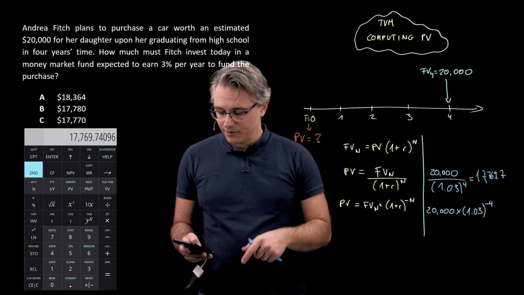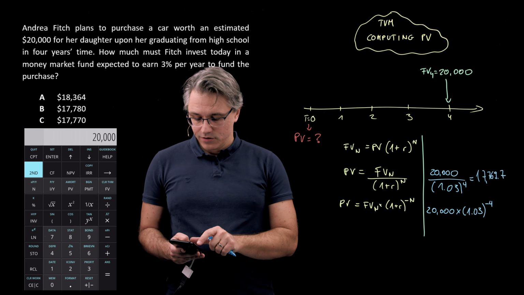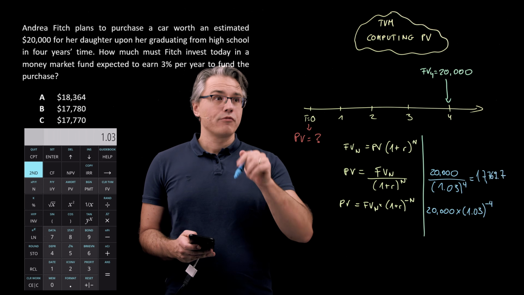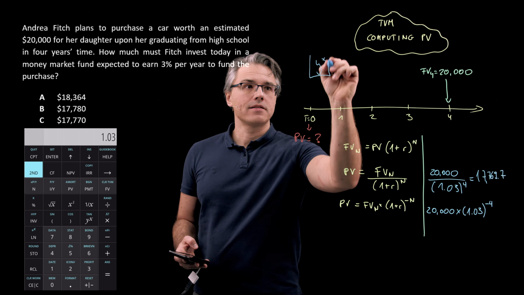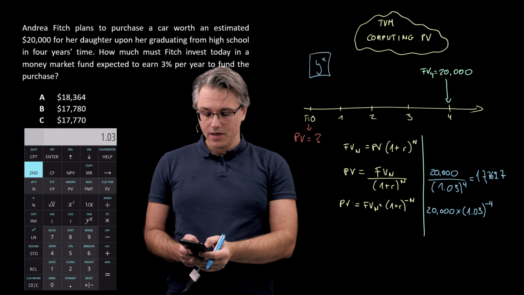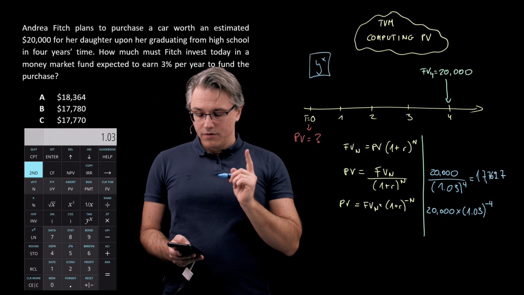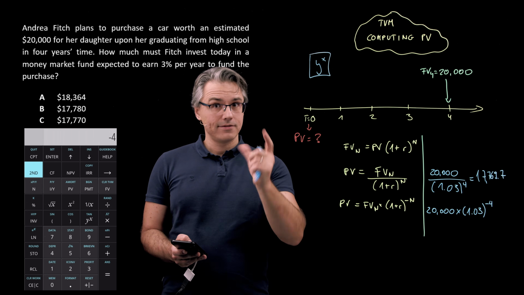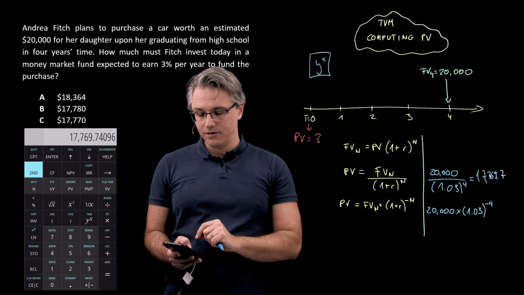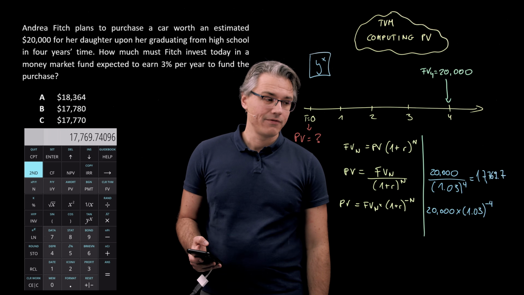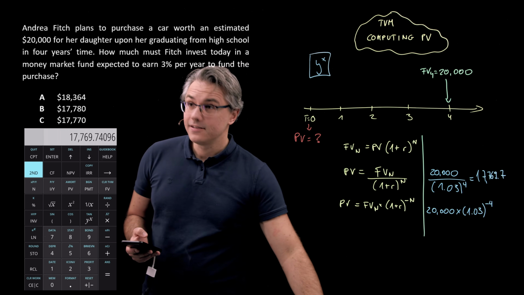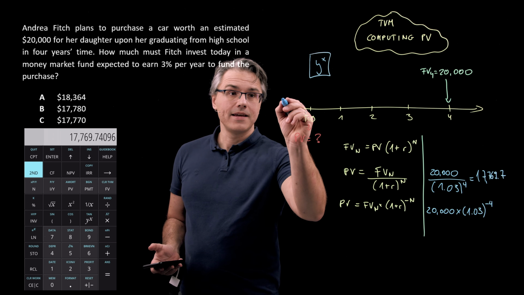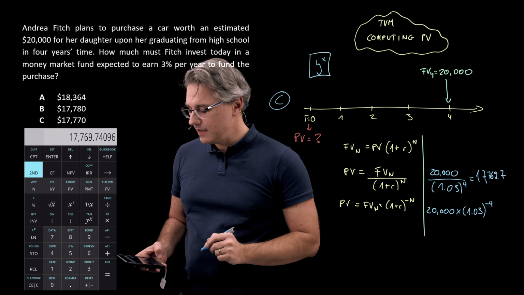Now let's try the second way. 20,000 times 1.03. Now I'm doing the same thing, pressing the y to the power of x key, which is going to be very crucial here. And now the digit 4 followed by plus minus to change the sign to negative, equals. As you can see, same result, 17,769. So when we check this against the possible answers to the question, we can see that the answer is, whichever way we do it, answer C.